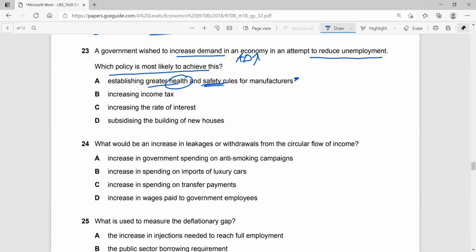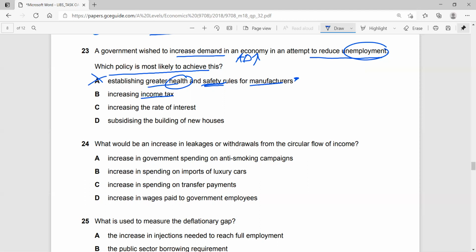I'm not saying these things are not important. I'm just saying if you just look at this, those will probably mean in the short term, at the very least, manufacturers might produce less because production is more costly now. So you don't reduce unemployment, you actually increase it. So the opposite. Increasing income tax.